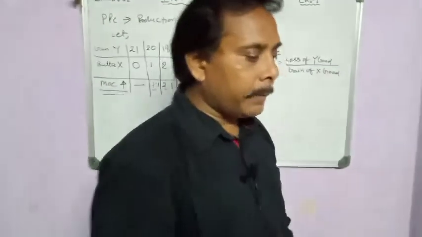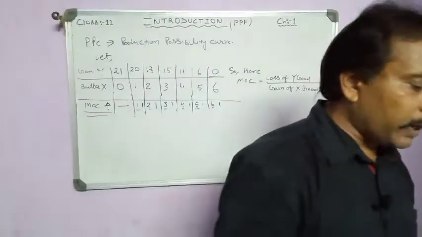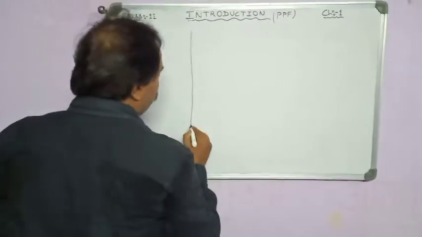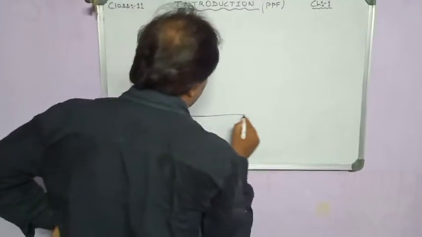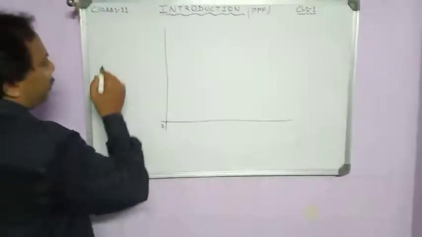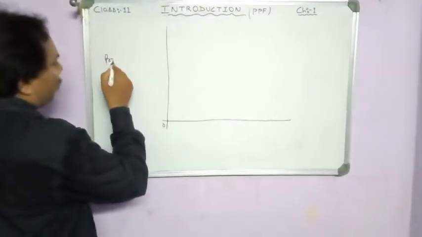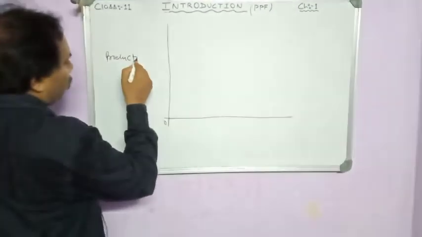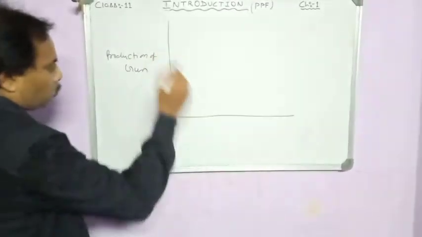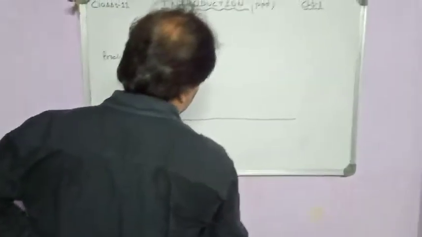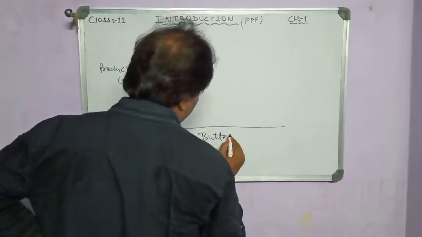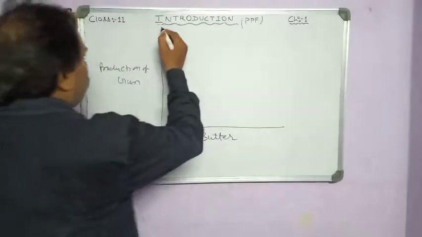Now it can be explained with the help of the following diagram. So look here, there are two axes. One is the y-axis and the other is the x-axis. On the y-axis, the production of gun is shown. On the x-axis, production of butter is taken. Is it clear?